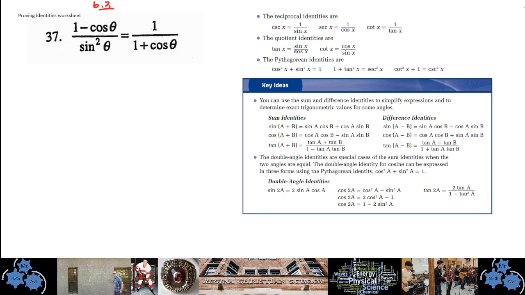On the right, you see all the identities from the chapter. We're going to use some of these to transform bits and pieces of one of these sides to make it look like the other. You can start with either side. Usually you start with the more complex side. It's tough to tell which one that is, but I think there's a little more to work with on the left, so I would probably start with the left.